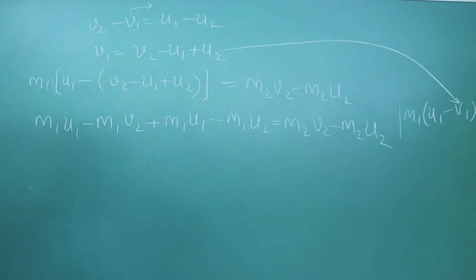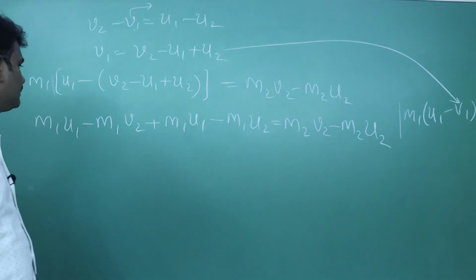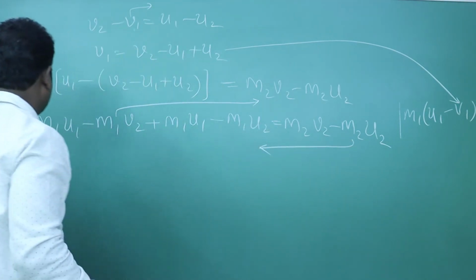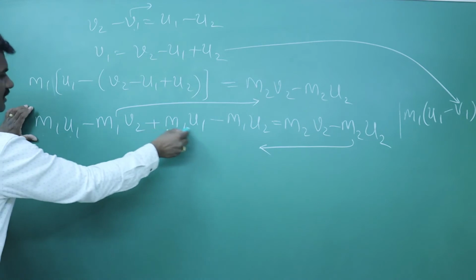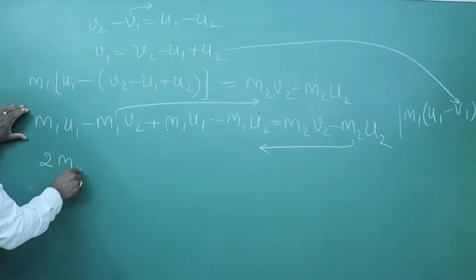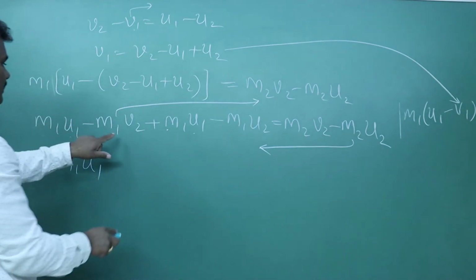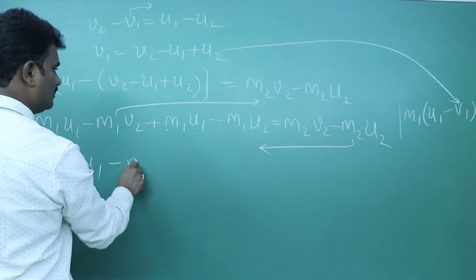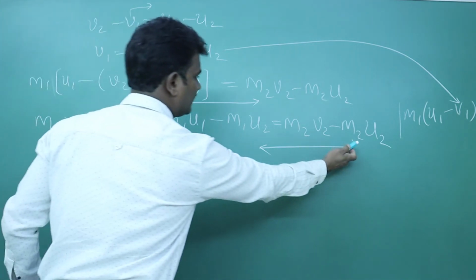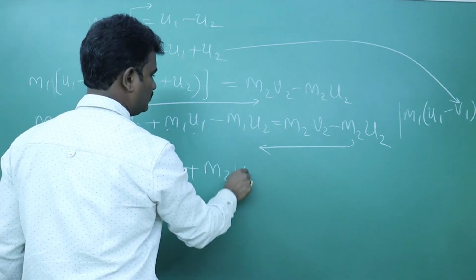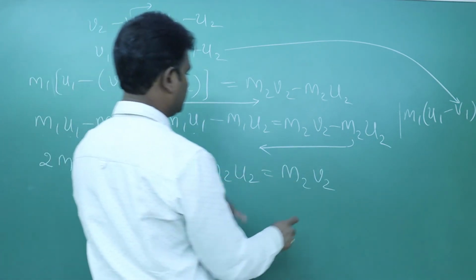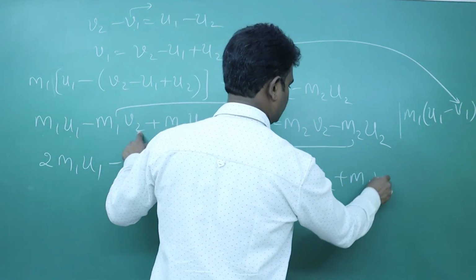Now as our job is to find the v2 value, I am going to keep v2 on one side and the other terms on the other side. I am going to send this towards right, this towards left. Now it will be m1 u1 and m1 u1, it becomes 2 m1 u1, this is over, this is over, this is left with minus m1 u2, and it becomes plus m2 u2 is equal to m2 v2 plus m1 v2.